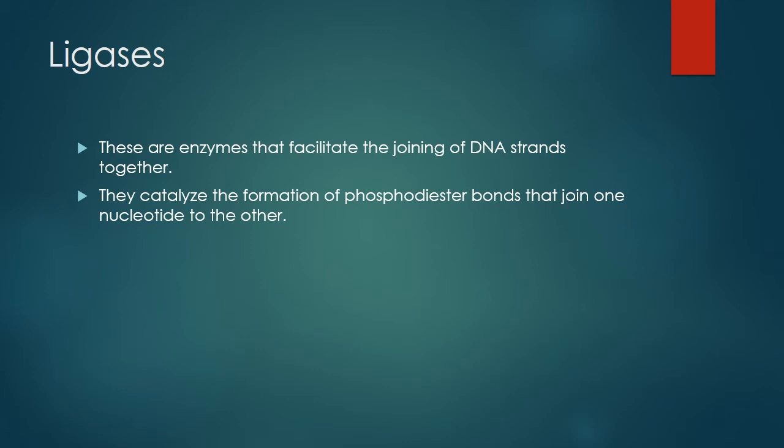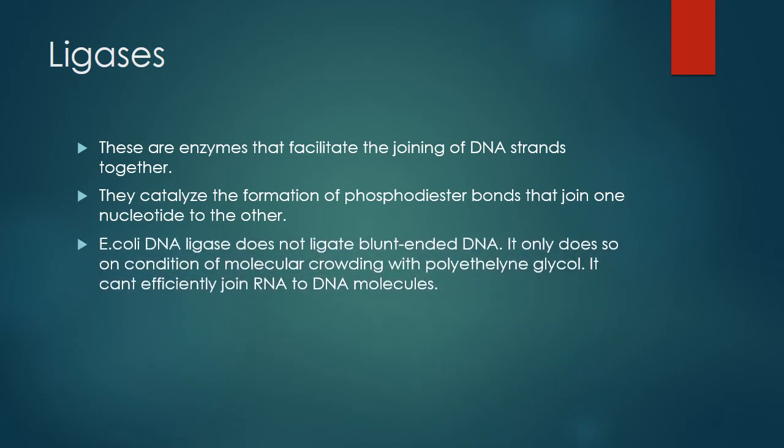Now we know that successive nucleotides bond together through phosphodiester bonds. So these ligases are going to help so that there will be production of these phosphodiester bonds in haste. So they catalyze the formation. That means they speed up the formation of our phosphodiester bonds.